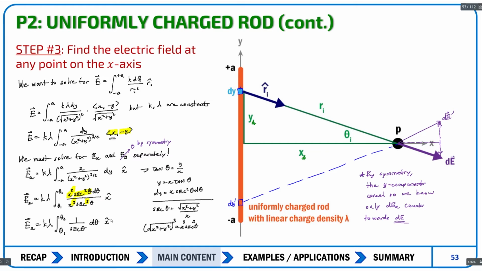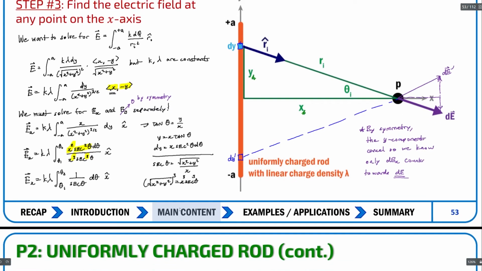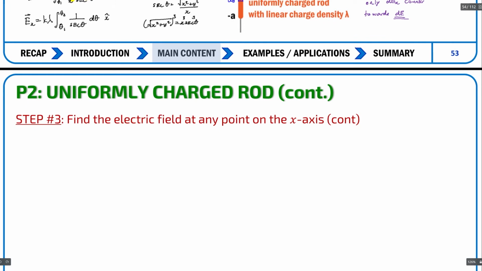But secant of theta is actually hypotenuse over adjacent. So if we do 1 over secant, it's just adjacent over hypotenuse, which is cosine. So that's the next step. Make this simpler. We now have EX is equal to K lambda integral of theta 1 to theta 2 cosine theta d theta x hat. Now the problem is actually solving for this. What is theta 1, theta 2?